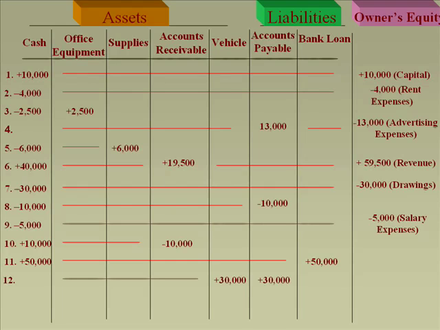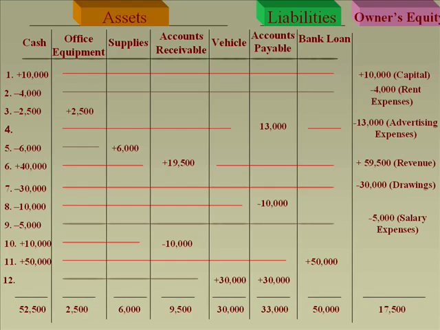How do you know you got everything correct? You have to add up each column. It should look like this. Check for yourself. If you add up, do you remember the famous accounting equation? Assets equals liabilities plus owner's equity.